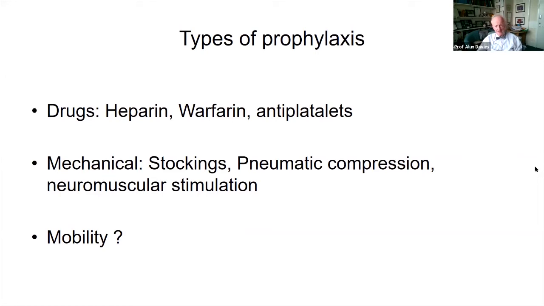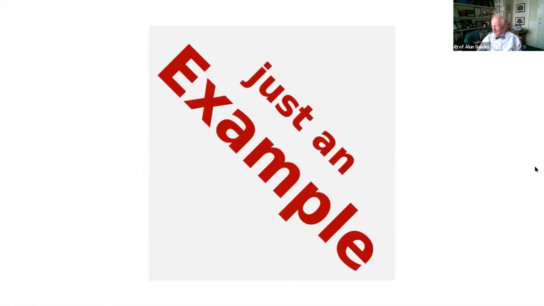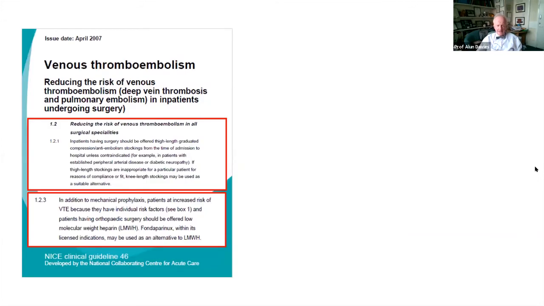Now, this just highlights very simply that you can use drugs and mechanical or mobility measures as varying types of prophylaxis. So I want to highlight to you a particular example of that, using graduated compression stockings, otherwise known as thromboembolic deterrent stockings. And the key thing is that in the NICE recommendations in April 2017, it was made very clear that for all inpatients having surgery, patients should be offered thigh-length graduated compression stockings, and then they may additionally require pharmacological prophylaxis as well.